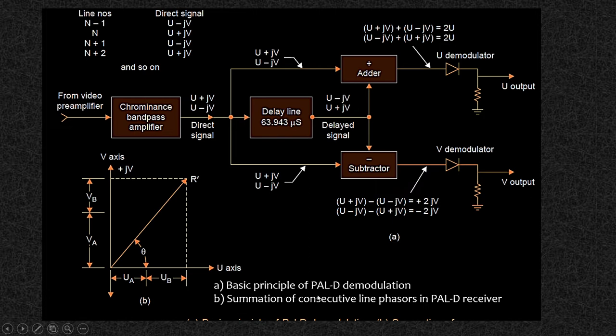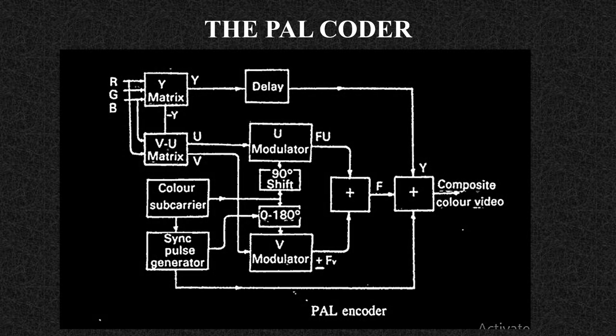So the basic principle of PAL-D demodulation, and you can see the summation of consecutive line phasors on the PAL-D receiver. PAL-D is nothing but, if you are incorporating a delay line in the receiver, this will be called the PAL-D receiver. Now let us see the generalized diagram of the PAL-D coder and decoder for this delay system.